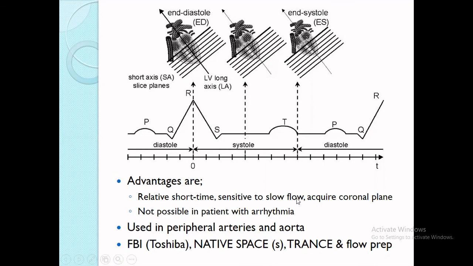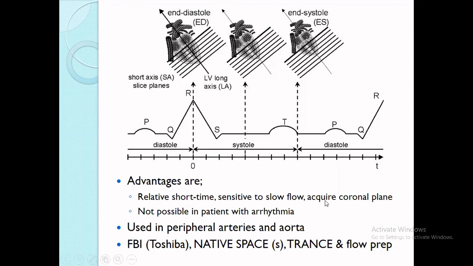It is sensitive to slow flow. Obviously, if slow flow is happening, what will happen? We know venous flow is also slow flow. Slow flow will appear bright in systole as well as in diastole, so it will not give us any difference in the image. If you subtract it, it will give you no image at all, a darker image, because the white will be subtracted from the white one, as both of them appear bright in systole as well as diastole.